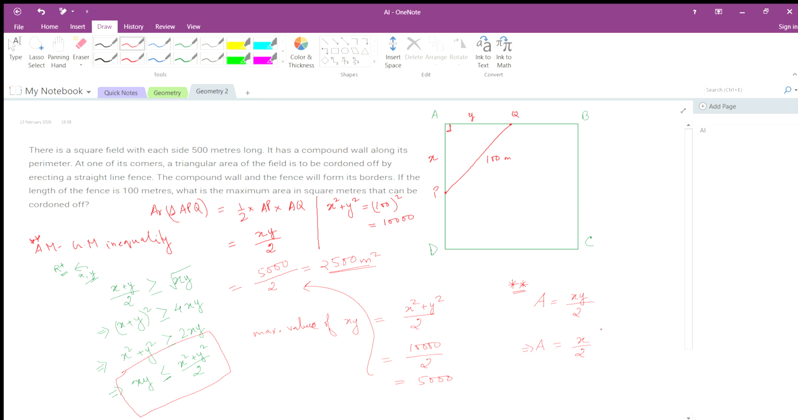What is y? y is basically the square root of 10,000 minus x square. This is the area. Now you just have to differentiate the area with respect to x, and equate it to 0. Then you will get the value of x at which the area will be maximum. You can try this method as well, but I think this method will be a bit lengthier. That's why I went ahead with the AM-GM inequality. Thank you guys.